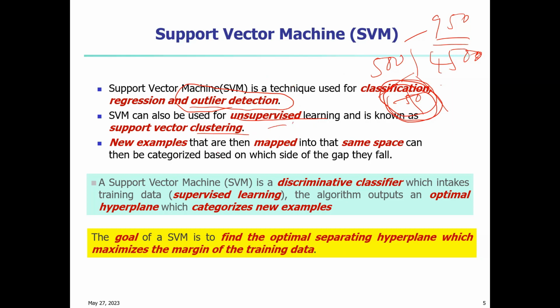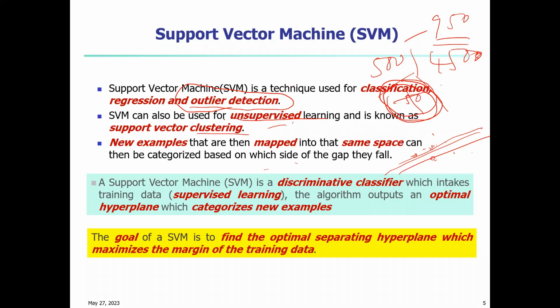Once done, the new examples that are then mapped into the same space can be categorized based on which side of the gap they fall. Like I told you, you have your data, you draw a line, there's going to be a support vector touching this line, and another one from the other side touching the line here. Once we identify these support vectors, new samples can easily be classified as the case may be.